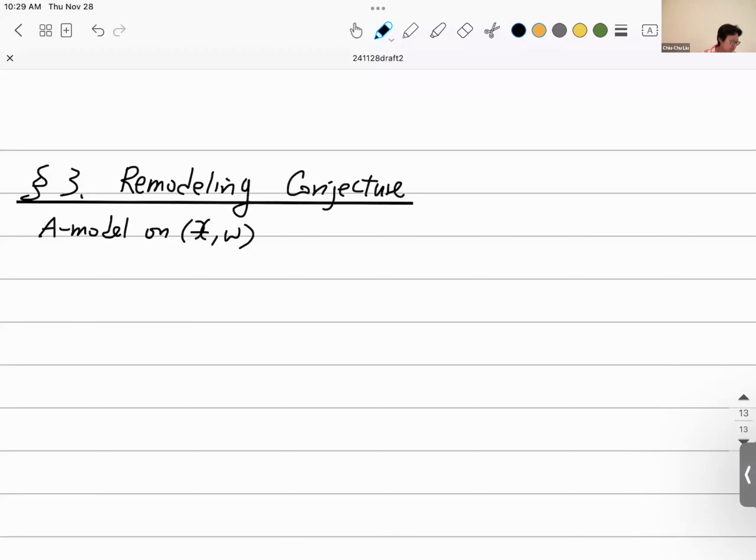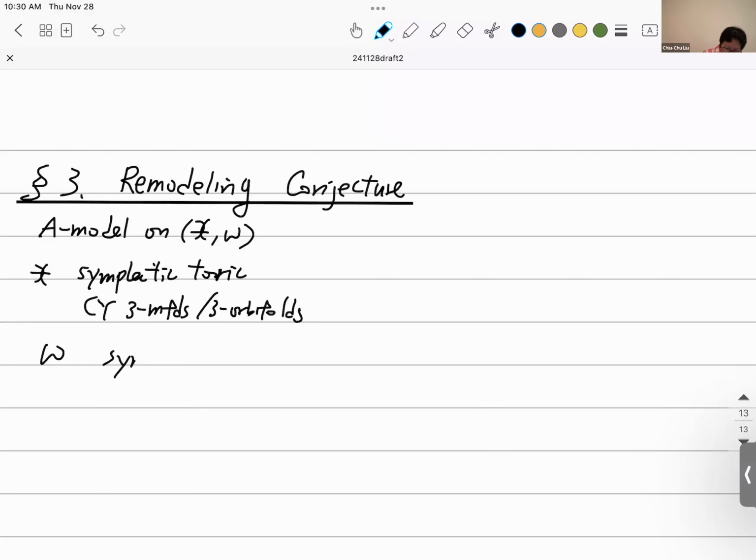So this is actually a version of mirror symmetry. In mirror symmetry, we have the A model and the B model. Now the A model X is a symplectic toric Calabi-Yau 3-manifold or 3-orbifold, and omega is a symplectic form.